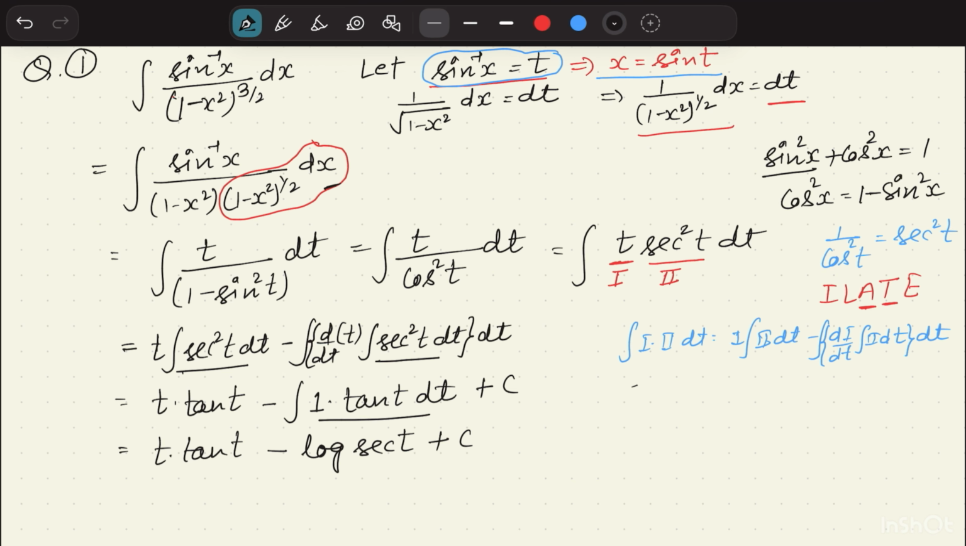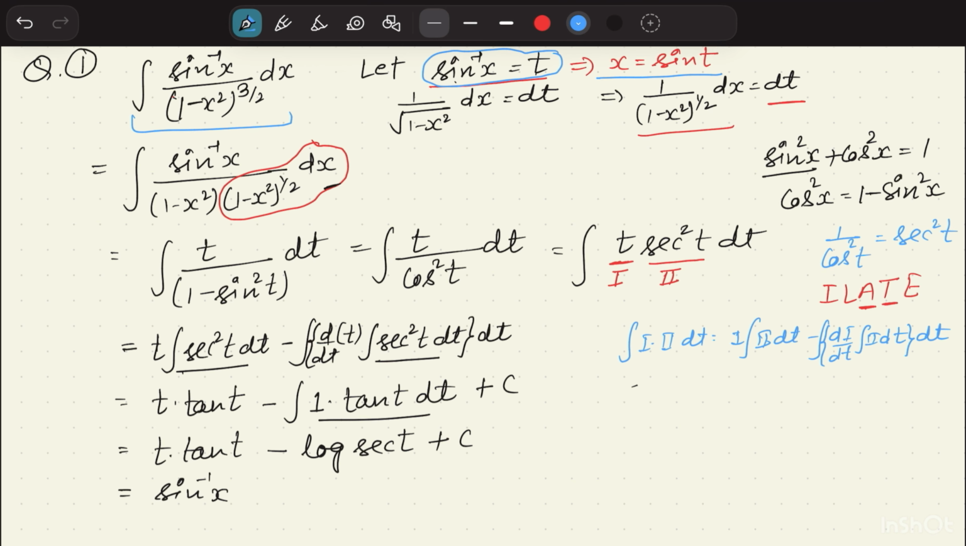But our given question is in terms of x, right? So we want our answer to be in terms of x, not in terms of t. So what we will do, we will put the values of t here. So what is t? t is sine inverse x. So t is sine inverse x, and what is tan t? Okay, we can find the value of tan t.